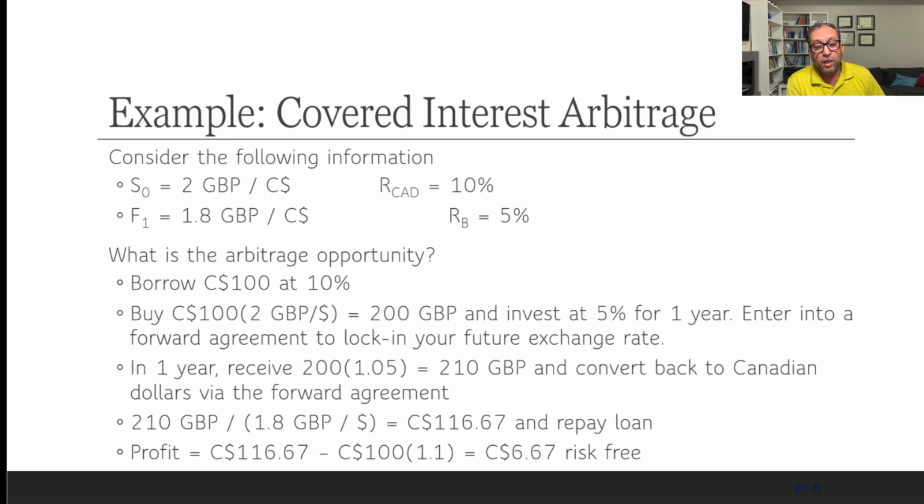In Canada, the interest rate is 10%, and in Britain, the interest rate is 5%. So what is the arbitrage opportunity? Borrow $100 at 10%.